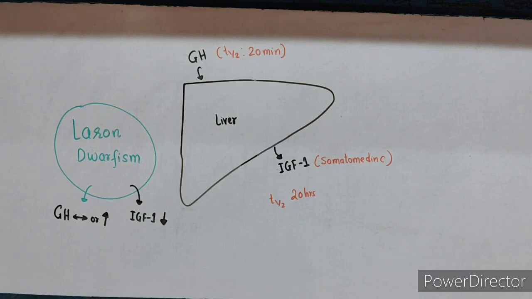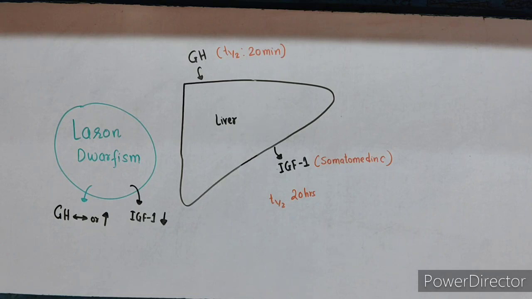Growth hormone, since it is not bound in much quantity to plasma proteins, its half-life is very low, that is about 20 minutes. But about 90% of the insulin-like growth factor 1 is bound to plasma proteins, so its half-life will be prolonged, that is about 20 hours.